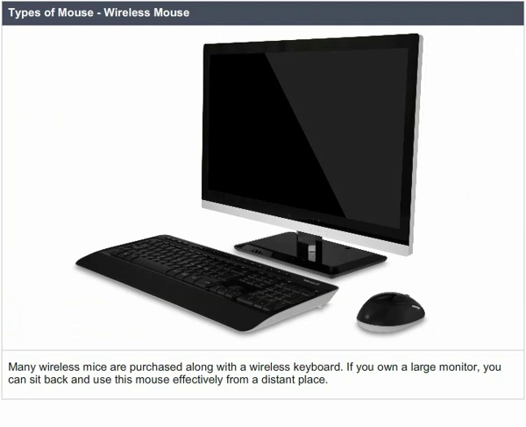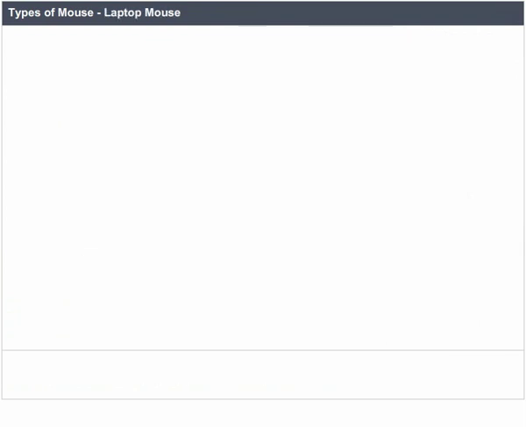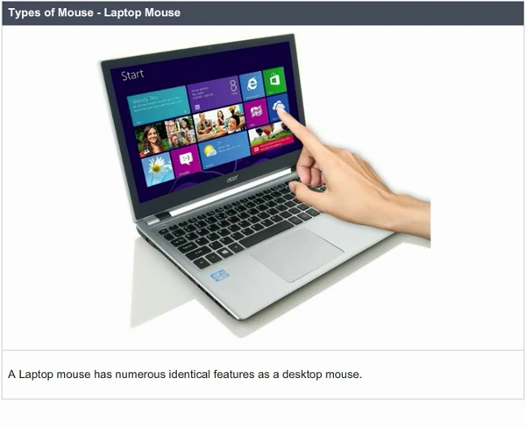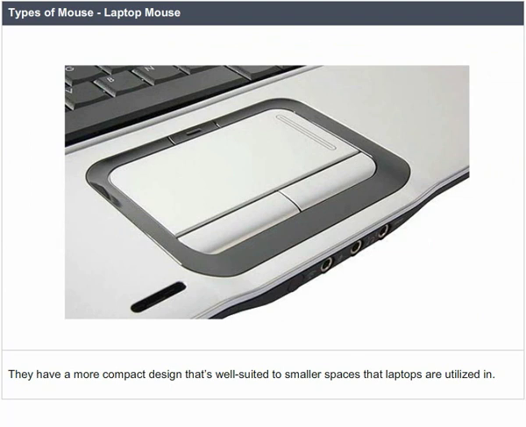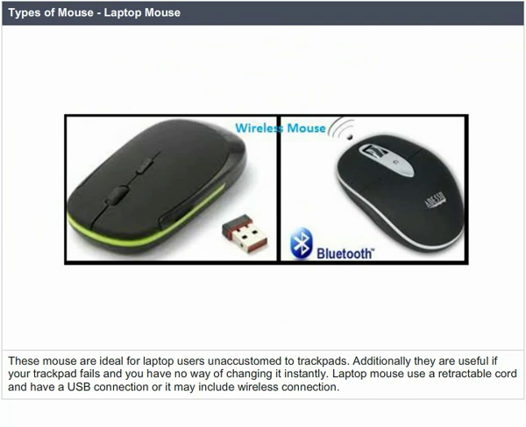Types of mouse. Laptop mouse. A laptop mouse has numerous identical features as a desktop mouse. They have a more compact design that's well suited to smaller spaces that laptops are utilized in. These mouses are ideal for laptop users unaccustomed to trackpads. Additionally, they are useful if your trackpad fails and you have no way of changing it instantly. A laptop mouse uses a retractable cord and has a USB connection, or it may include wireless connection.